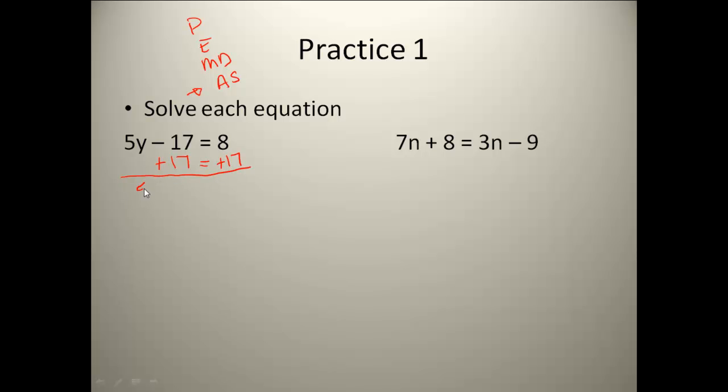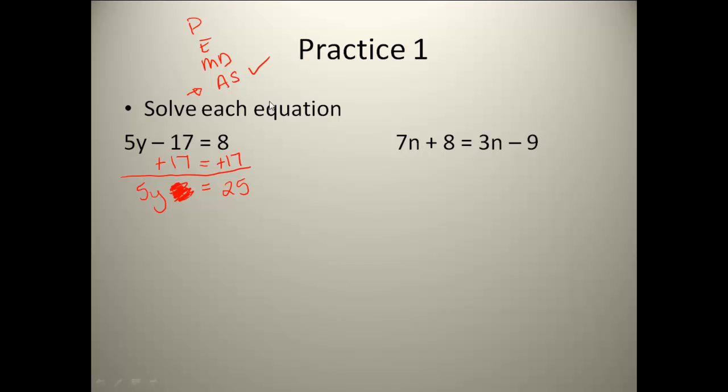When I do that out, I have 5y. Negative 17 plus 17 gives me plus a 0. And then over here, I have 8 plus 17 gives me a 25. Well, I don't actually need to put this plus 0 as part of my equation because it doesn't change its value. So I actually have 5y equals 25.